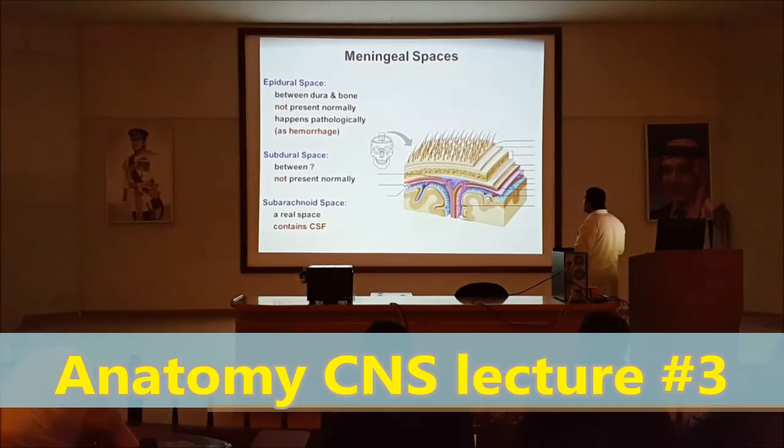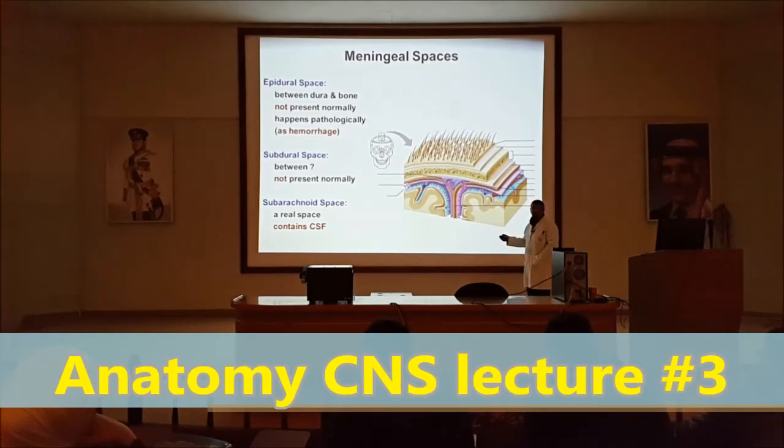So it should be here. This space is also a pathological space. It's not present normally. It's usually between the dura and the bone. Some anatomists, again to avoid confusion, will consider this space to be between the bone and the periosteum, as epidural space, because they consider this periosteum as part of dura mater. Other anatomists will say that epidural space is located between the periosteum and the meningeal layer of the dura, because they say that periosteum is part of the bone, not of the meninges.